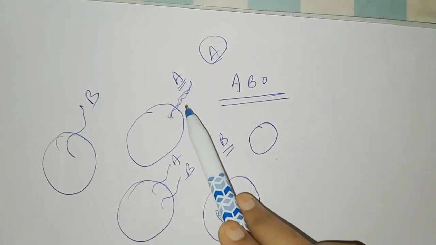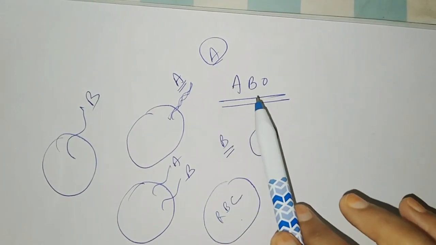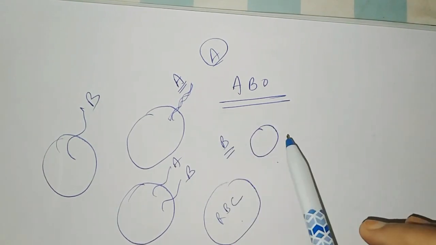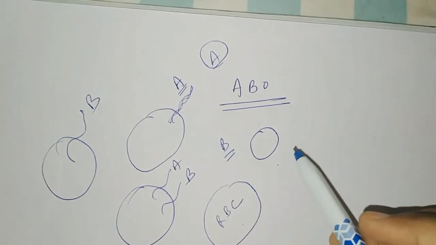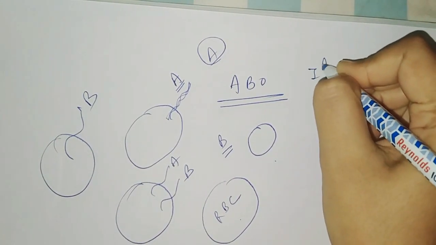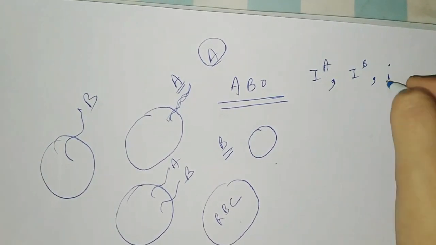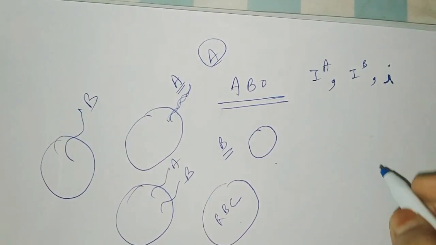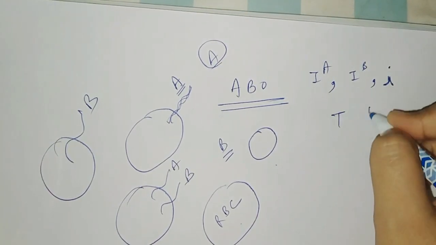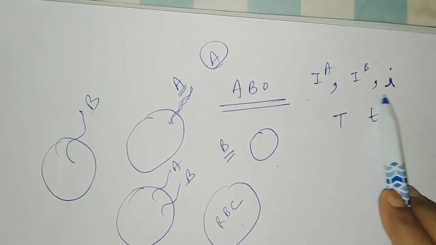These carbohydrates are synthesized with the help of a pathway in which one enzyme is required, and that enzyme is synthesized with the help of a gene. That gene is called the blood group gene, and that gene has three alleles, that is IA, IB and small i. The gene that helps in determining plant height has 2 types of alleles, that is capital T and small t. But in case of blood group, the gene has 3 types of alleles.